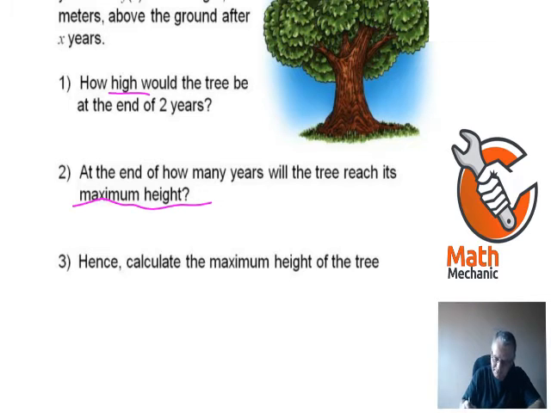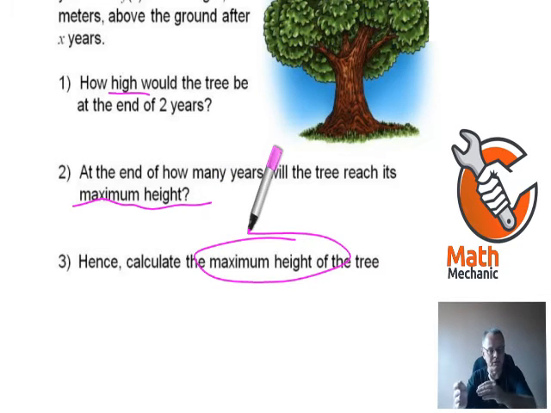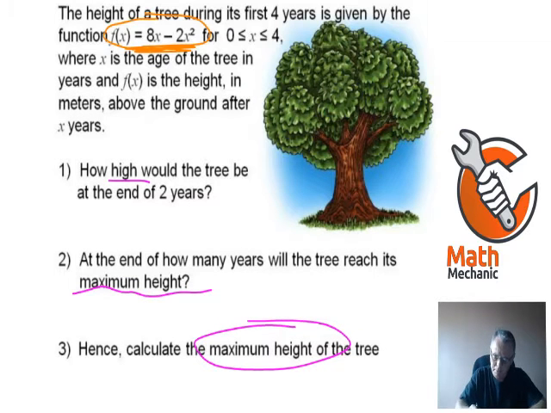Now if you look at question number 3, they're asking for the maximum height of the tree. So essentially question 2 and 3 go together. It's about the turning point of the parabola. You need to find the x value of the turning point and you need to find the y value of the turning point. The x value will be the time, after how many years it will reach its maximum height, and then the y value of the turning point will be the physical maximum height, because remember your vertical axis is essentially your height axis. So the maximum height and the amount of years that it will take to reach that will be the coordinates of the turning point of a normal parabola.